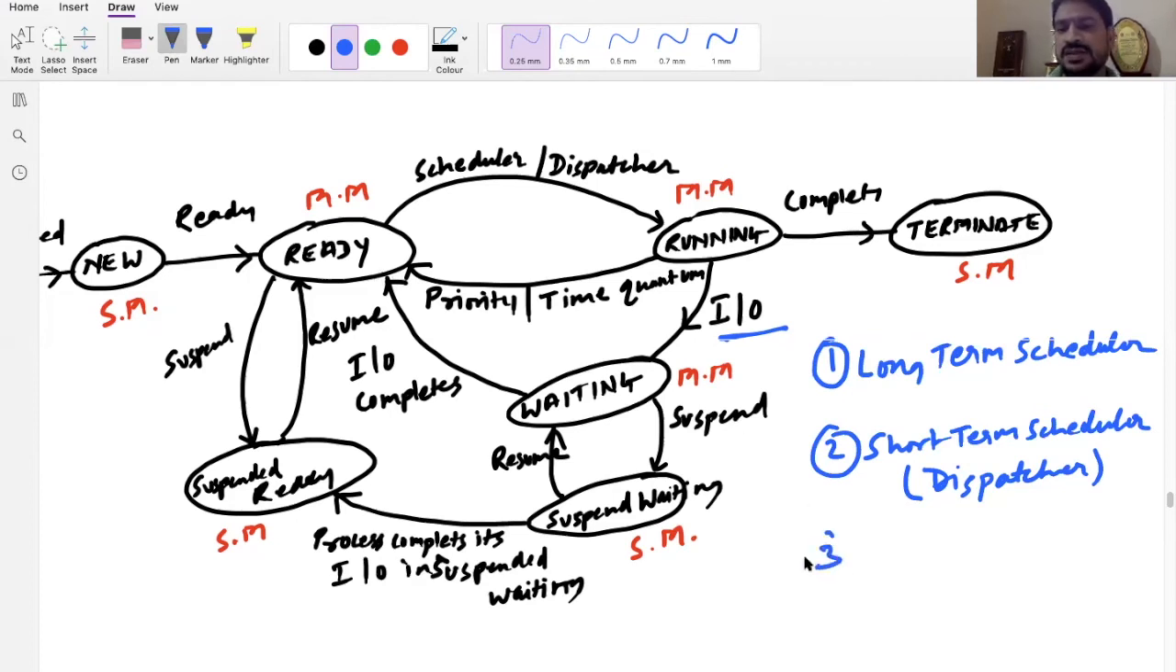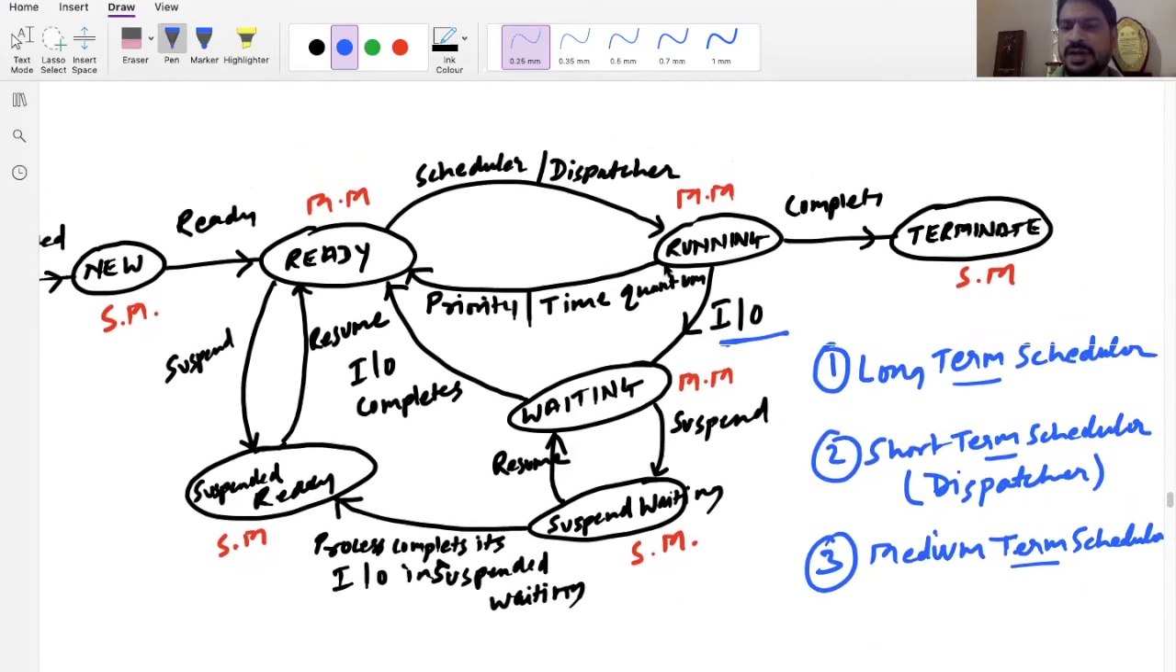Now there is a third scheduler, which is called the medium-term scheduler. The medium-term scheduler will take care of the transition from running to waiting and waiting to ready. So that particular thing will be taken care of by the medium-term scheduler. There are different types of schedulers that are useful here to take the process from one state to another state.